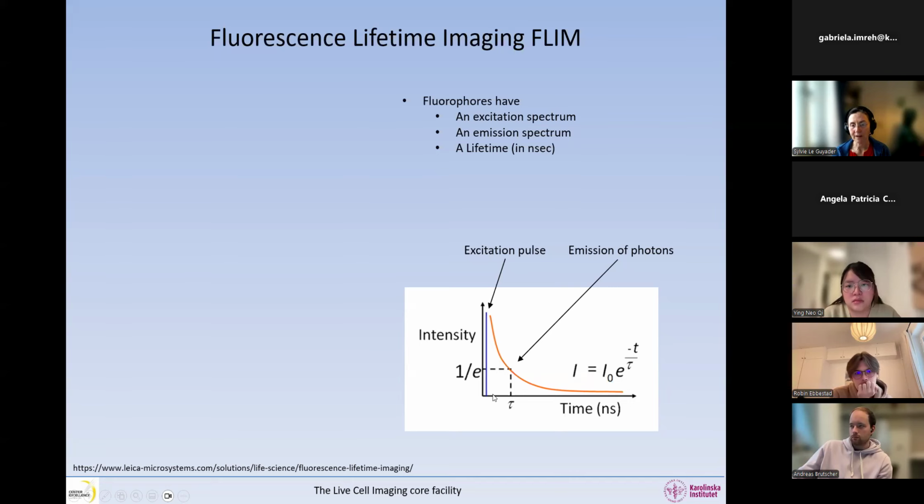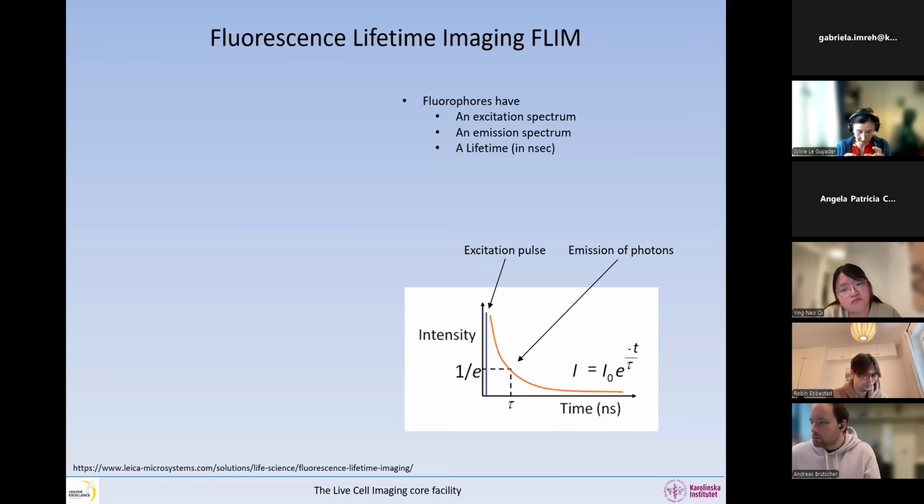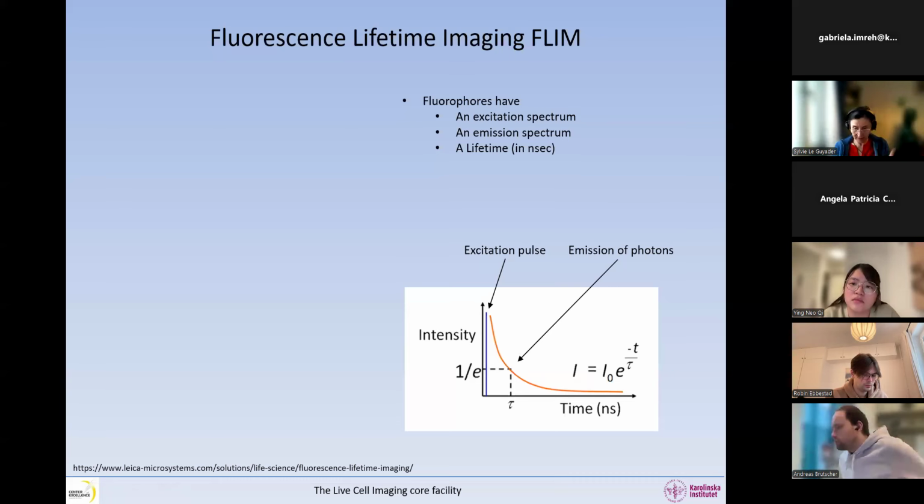So what is the lifetime? It means if I have one fluorophore and I shine some excitation light in a very, very short pulse, so bloop, just a bit of light and then turn it off, the fluorophores will get excited and then they will start emitting light. And then they will emit light for a certain time, and then they will stop emitting. They get all this energy from the excitation light, they vibrate, and then they start sending photons. But then at some point they go back to the ground state and they stop emitting.